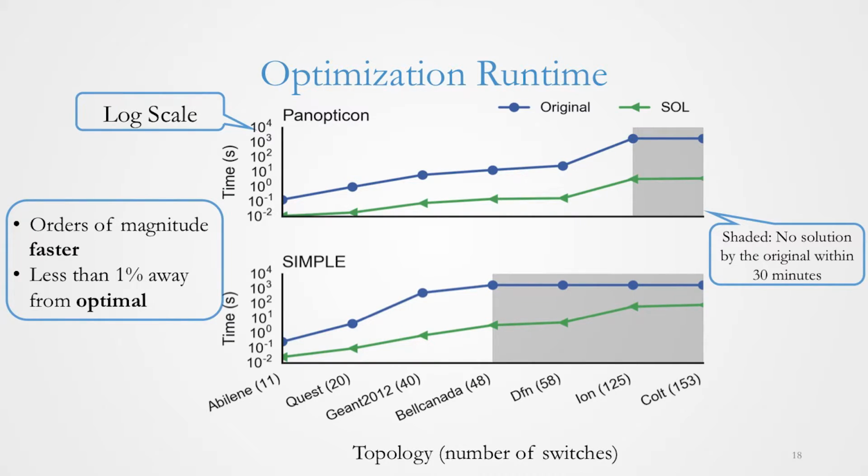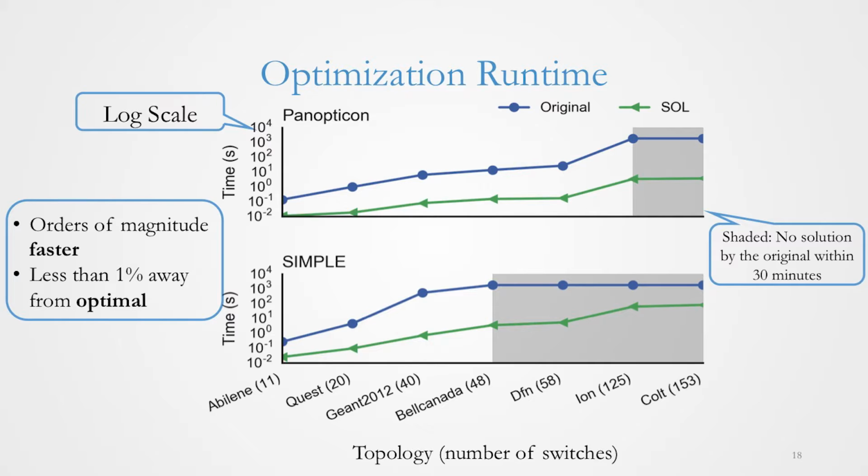Second question we had is runtime. Is it any faster than the original? And the answer is yes. So here you see 2 graphs, 2 prototype applications, Panopticon and SIMPLE, taken from the literature. On the x-axis, you see different topologies with their sizes in brackets. And on the y-axis, you see the time in seconds to actually solve the optimization. I'd like you to note the log scale, and I'd like you to note the shaded regions.